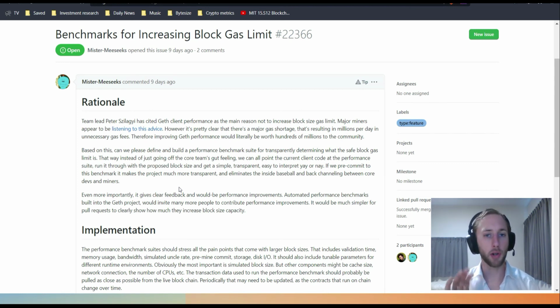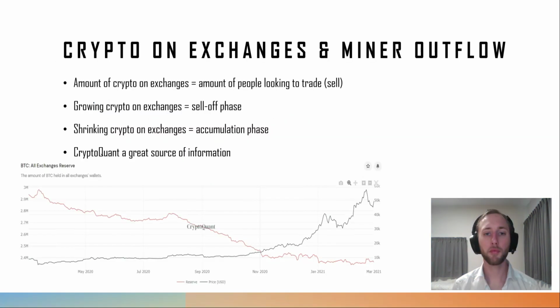It's a very important little extra metric to keep an eye out for if you're tracking the active developers. There's two more metrics I want to share with you guys. The first one being the amount of crypto on exchanges, and the second one being miner outflow. Now, the volume of crypto on exchanges demonstrates the amount of people looking to sell their crypto.